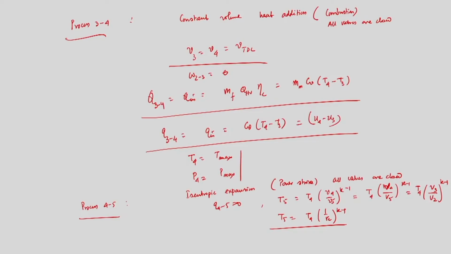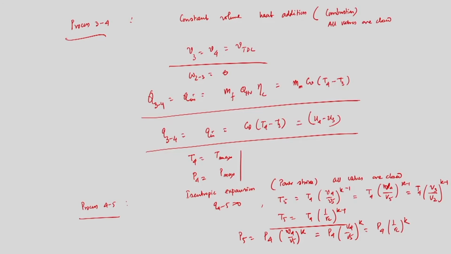Now what is P5? P5 is equal to P4 times (V4 by V5) to the power k. V4 by V5 is, as I said, 1 by RC, so P5 is P4 times (1 by RC) to the power k. So these are the pressure and temperature at the end of the expansion stroke, the power stroke. We are considering no heat interaction, an isentropic process, with these assumptions, and we calculate pressure and temperature using the ideal gas relationship. So we have obtained pressure and temperature at the end of the expansion stroke, fine.